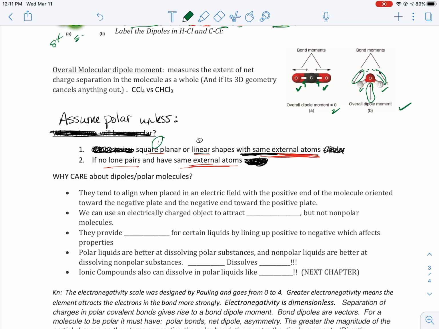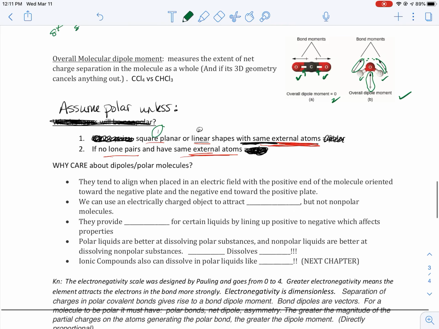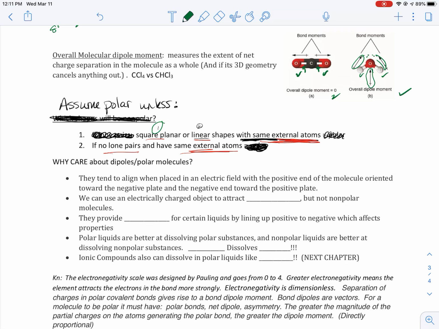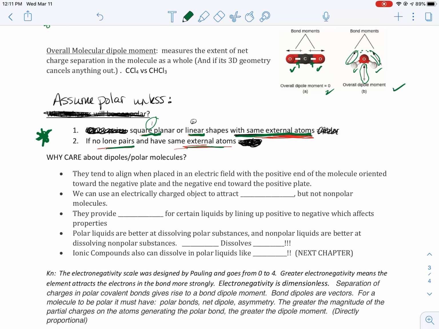All right, so this is my overall statement, and I had to change this in class because I just did not word it very well. I just told everyone to assume something's polar unless it's square planar or linear, and again, same atoms, or if you have no lone pairs and you have the same external atoms.